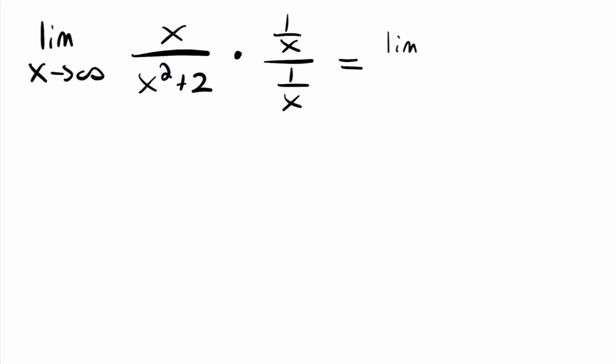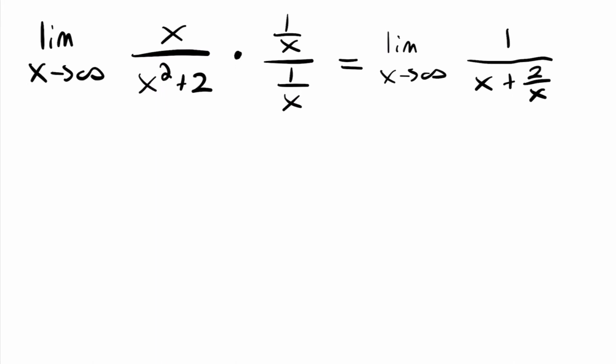Well, we're going to have the limit as x approaches infinity, and then let's multiply our terms. We'll have x times 1 over x, which is just going to be 1. And then in the bottom, we're going to have 1 over x times x squared, which is going to be x. And then we're going to have 2 times 1 over x, so then we'll have 2 over x. And so this wasn't quite helpful because we still have an x right here that we're not going to be able to use a special limit for.